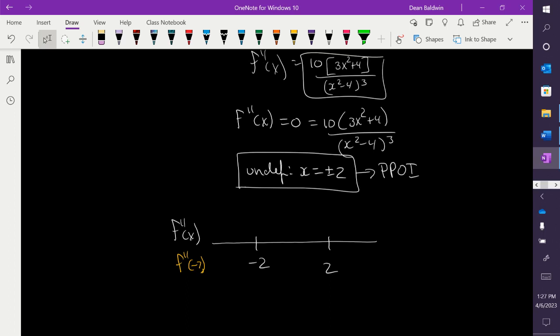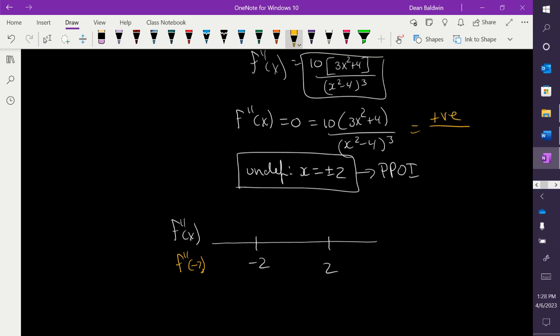The top. Is the top ever going to be negative? No. This is important. It can never be negative, right? It doesn't matter what number I put in here. It will never be negative because that square makes it positive. So the top is always positive. It's the bottom that's going to determine everything.